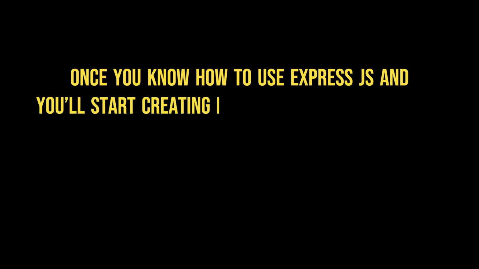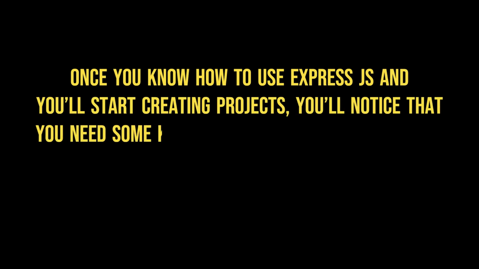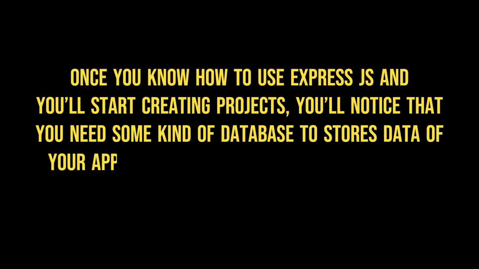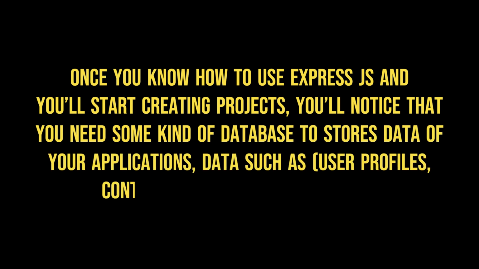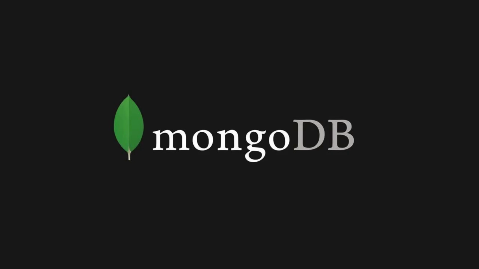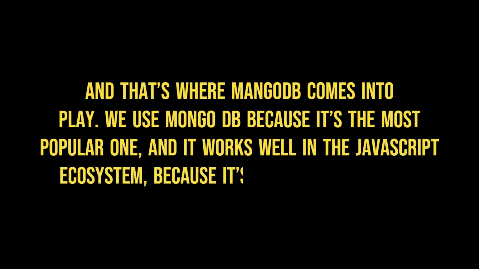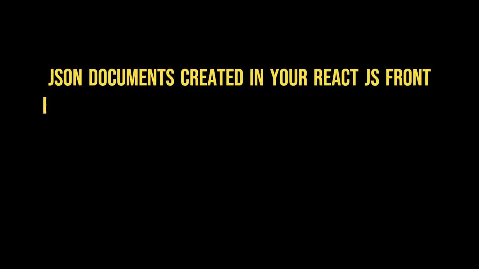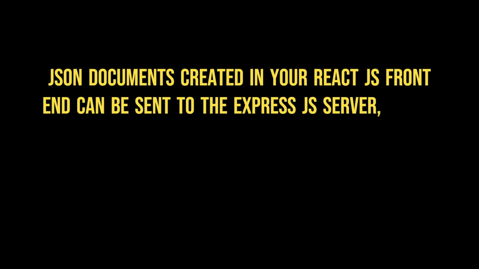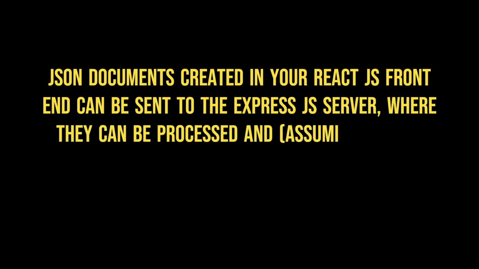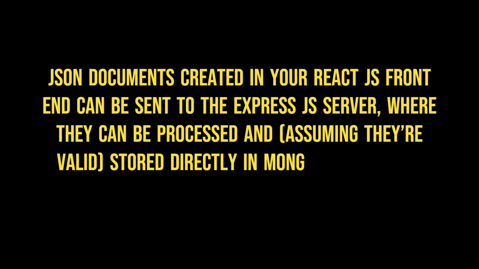Once you know how to use Express.js and you start creating projects, you'll notice that you need some kind of database to store data of your applications, data such as user profiles, content, comments, uploads, etc. And that's where MongoDB comes into play. We use MongoDB because it's the most popular one, and it works well in the JavaScript ecosystem, because it's similar to JSON. JSON documents created in your React.js front-end can be sent to the Express.js server, where they can be processed and, assuming they're valid, stored directly in MongoDB for later retrieval.